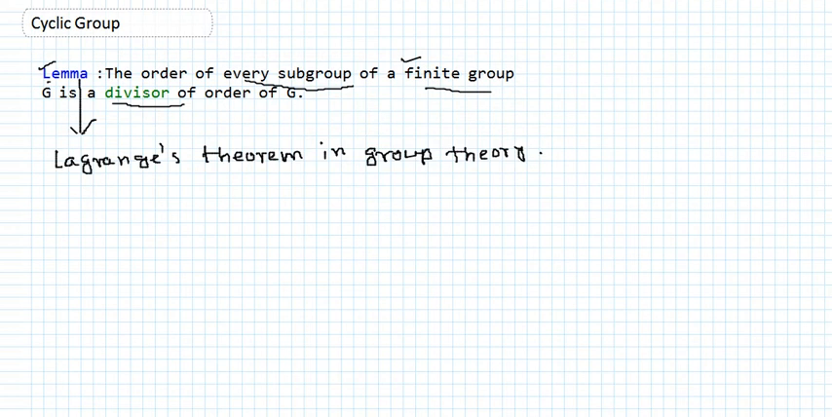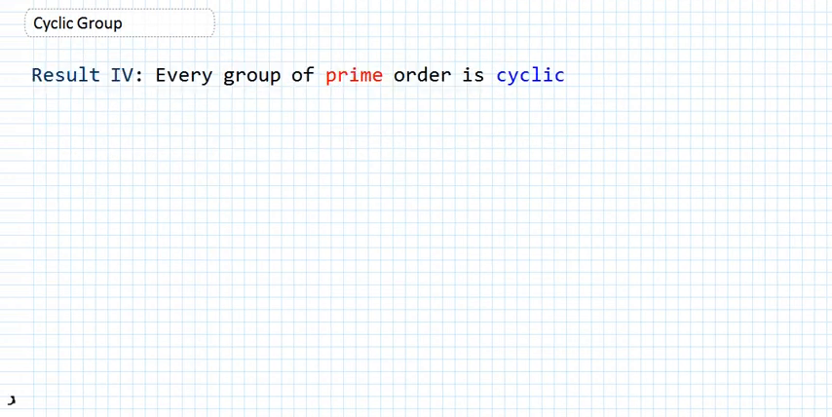So in this video we talked about what the lemma is. We do not have the proof of this lemma, but we are going to use this lemma to prove one of our theorems in cyclic groups. So here is this theorem, which we are going to prove by using that lemma, which is also called Lagrange's theorem. So let's prove this result.